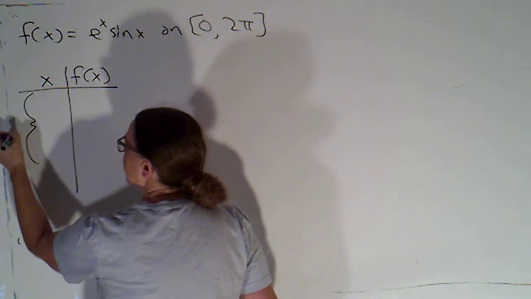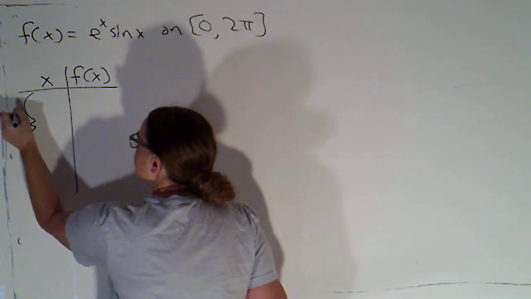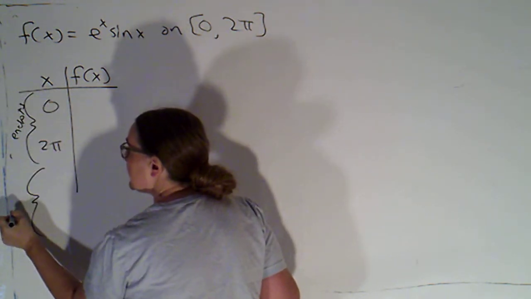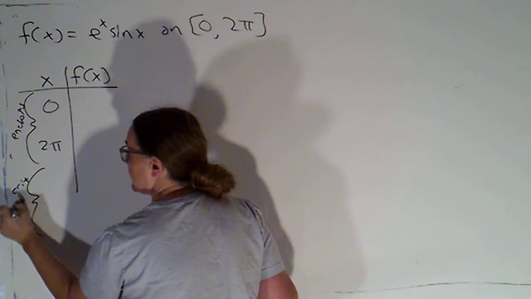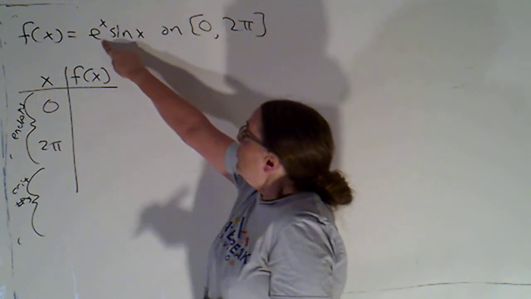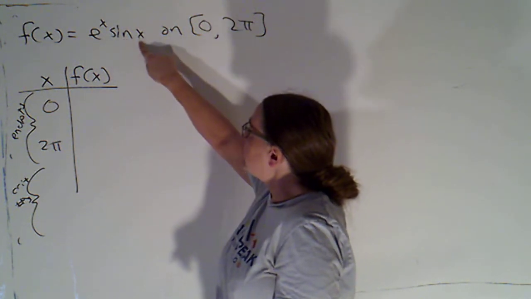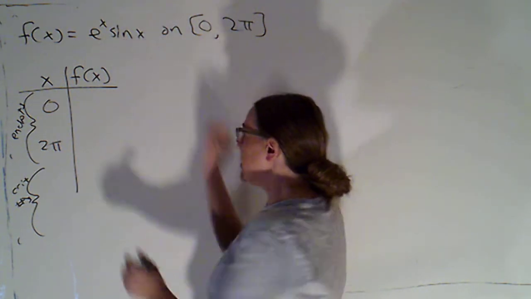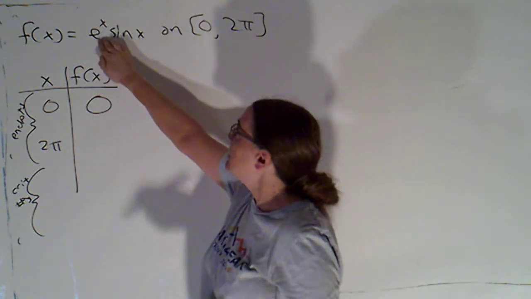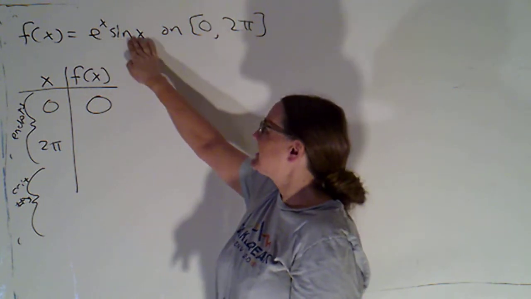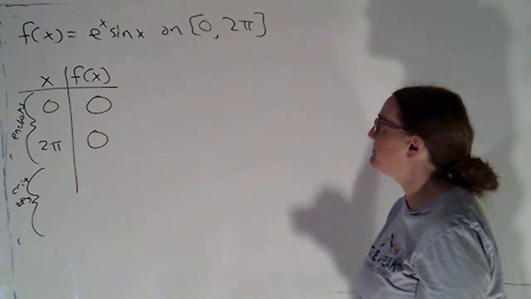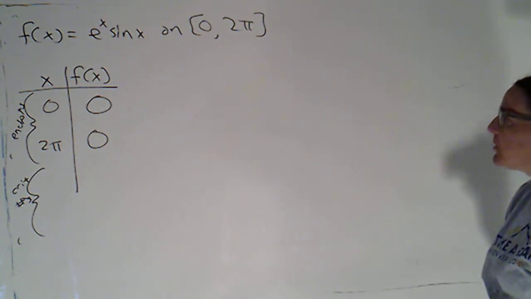The usual suspects are going to be my endpoints, which are 0 and 2 pi, and any critical numbers, and those I'm going to have to, of course, figure out what they are. Now, at 0, we get e to the 0, which is 1, times sine of 0, which is 0. 1 times 0, I usually get 0. At 2 pi, we get e to the 2 pi times sine of 2 pi, which is 0. So we get another 0. Okay, so let's look for some critical numbers here.